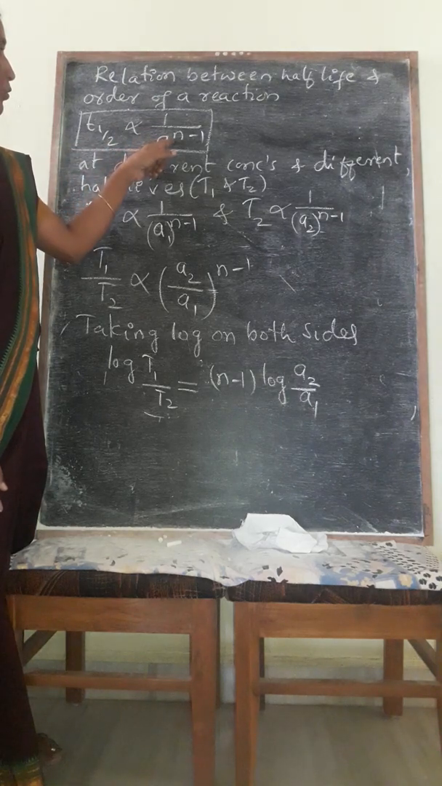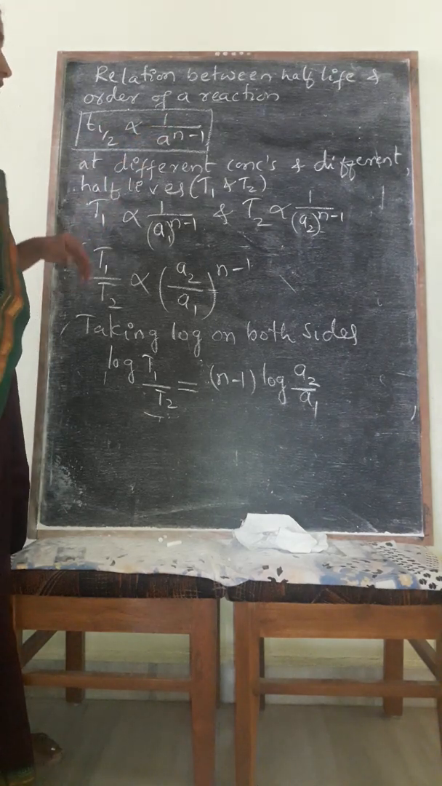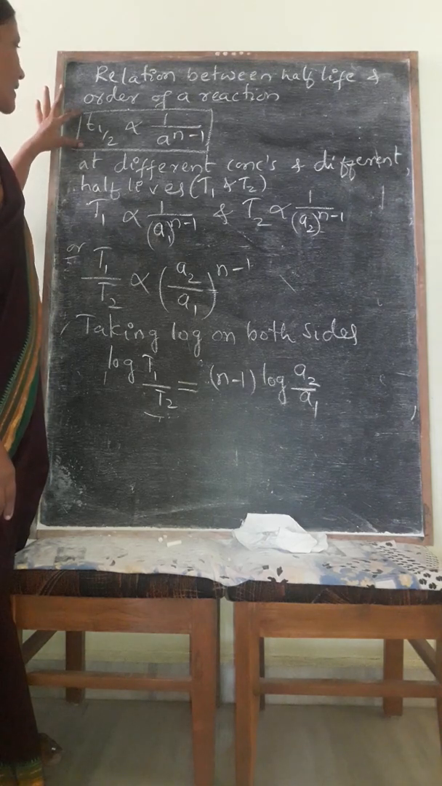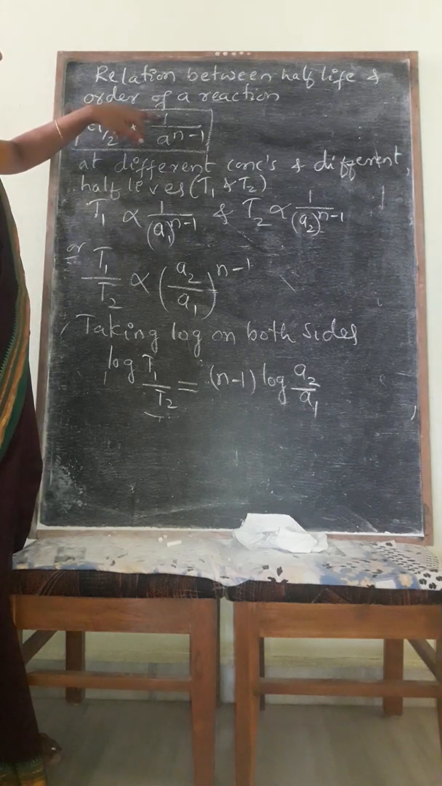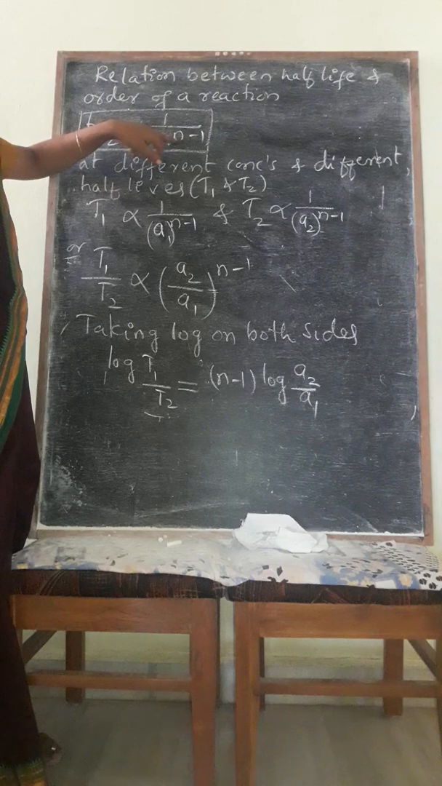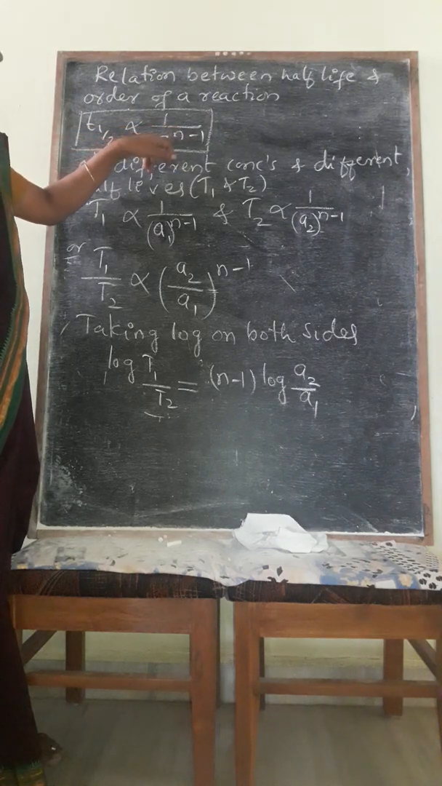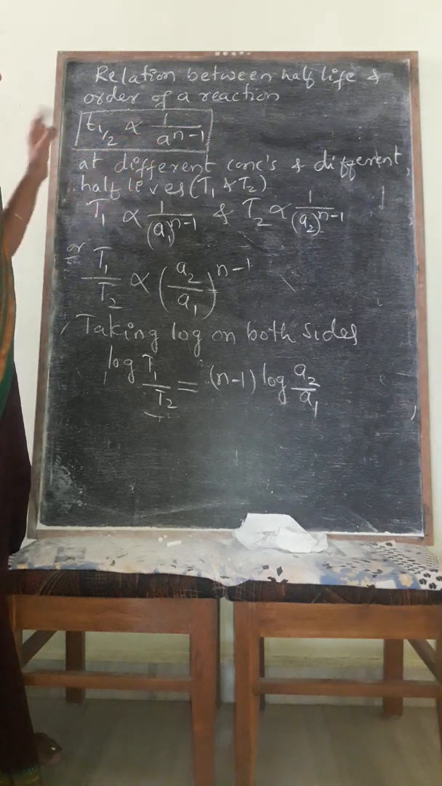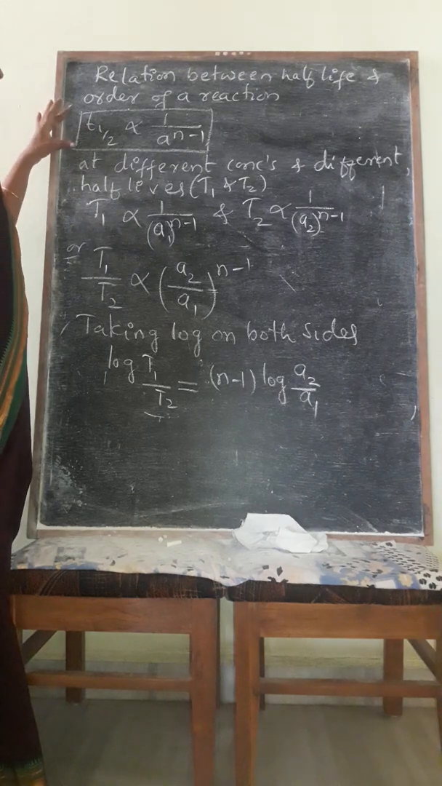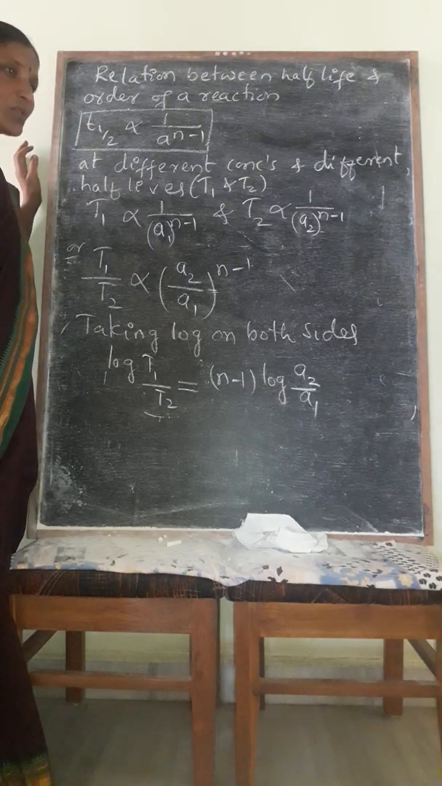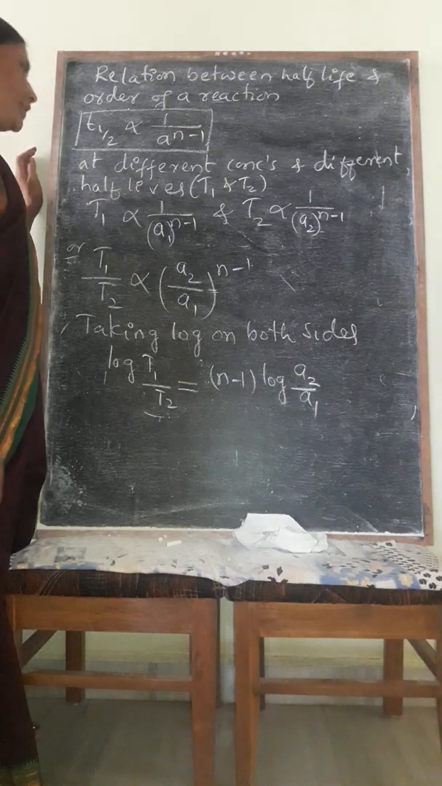If n is 2, it is 1 divided by a raised to 1, so it is inversely proportional to initial concentration. In general, the relation is t half is proportional to 1 divided by a raised to n minus 1. You go on changing the value of n, and finally the zero and first order reactions are concluded.